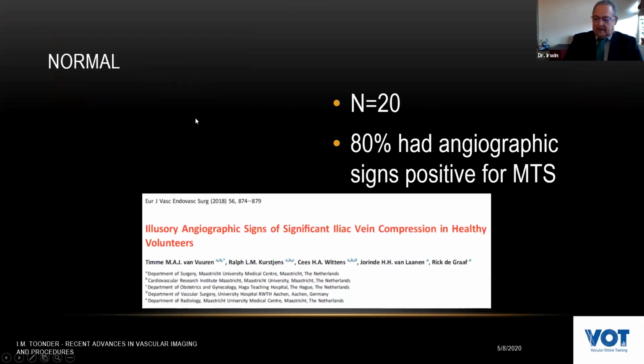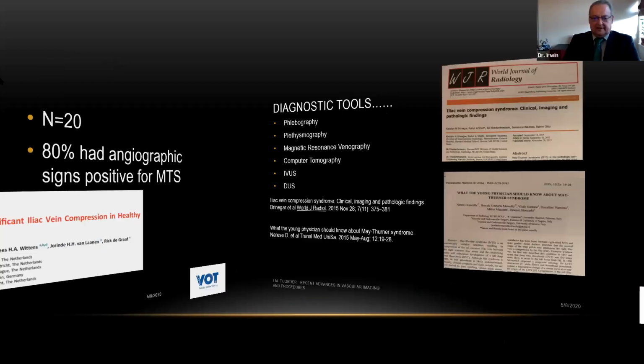This is an article from our own center, from Maastricht. Dr. van Vuren did a study with radio, and did 20 normal patients with no complaints whatsoever. And they found in this patient group, it's a small group, probably slightly underpowered, but what they found was 80% had angiographic signs positive for May Turner. And I want you to remember this article, because this will come back to this one later.